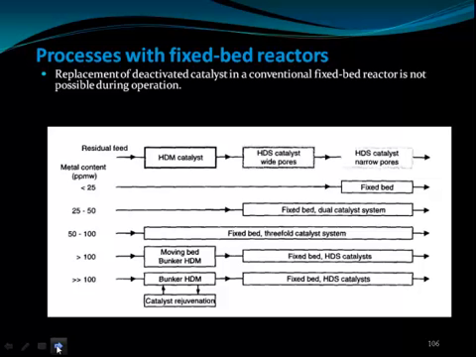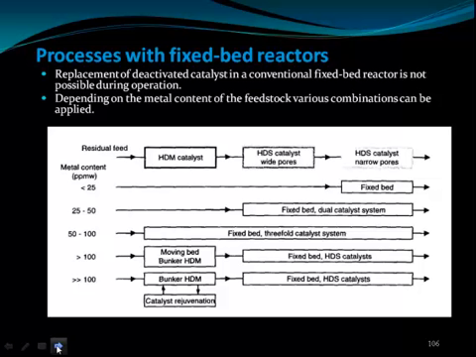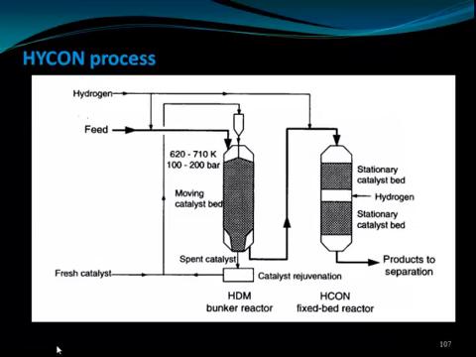Replacement of deactivated catalyst in the conventional reactor is not possible during operation. Depending on the metal content of the feedstock, a bunker combination can be applied. These are the different combinations that we can apply in order to get more yield and to avoid the lower volume production due to catalyst poisoning.